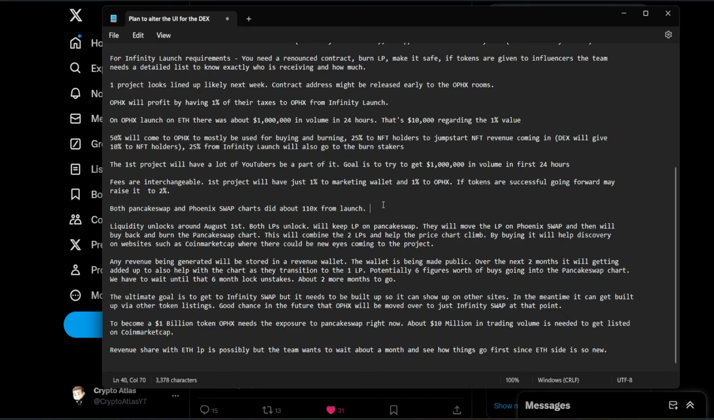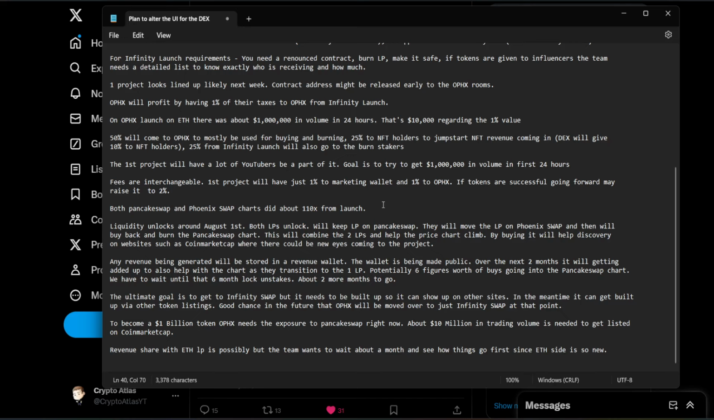Both PancakeSwap and Phoenix Swap charts did about 110x from launch. Remember, this is on the Binance side. Liquidity unlocks around August 1st. Both LPs unlock. We'll keep LP on PancakeSwap. They will move the LP on Phoenix Swap and then we'll buy back and burn the PancakeSwap chart. This will combine the two LPs and help the price chart climb.